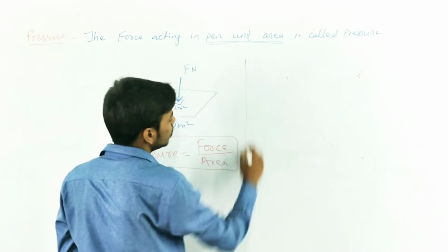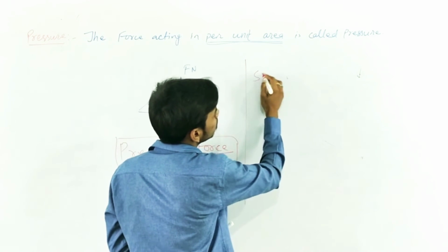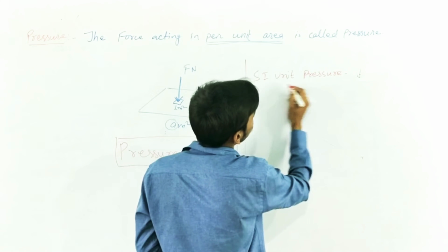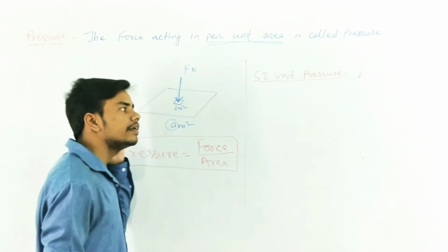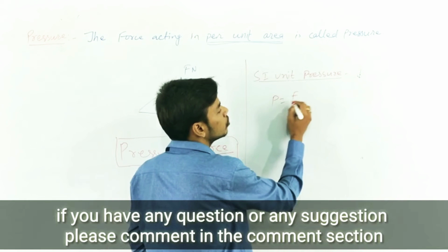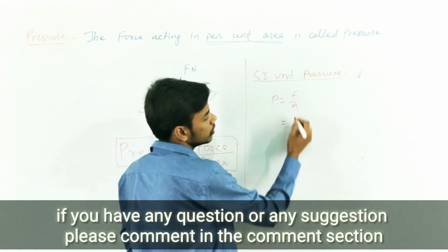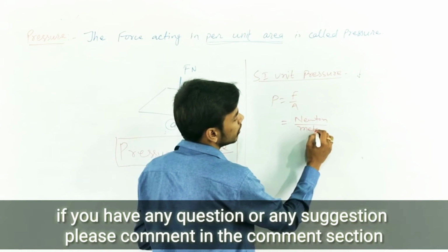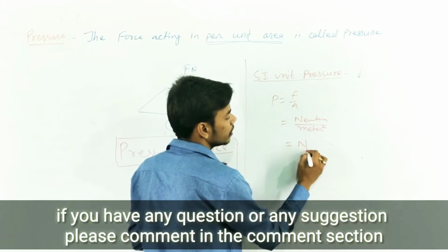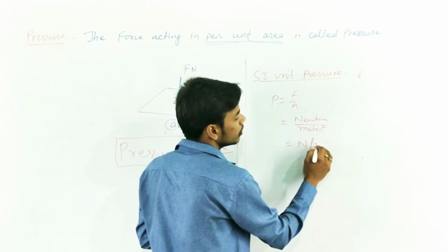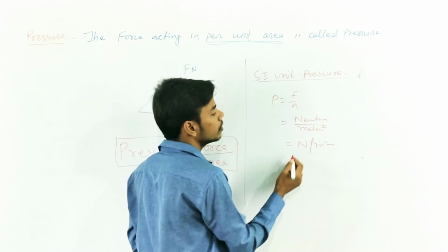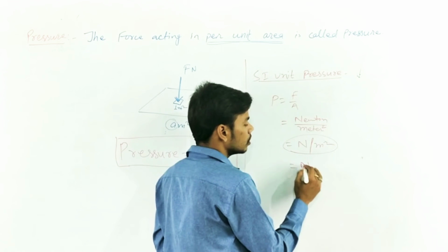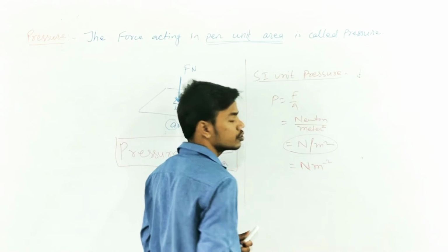Okay, now if we calculate the SI unit of pressure, then what will we get? Here you can see guys, pressure is equal to force upon area. Then we can put the unit of force as Newton and the unit of area as meter square. So finally you will get Newton per meter square. This is the SI unit of pressure. Okay guys, Newton per meter square. It can also be written as N m^-2.